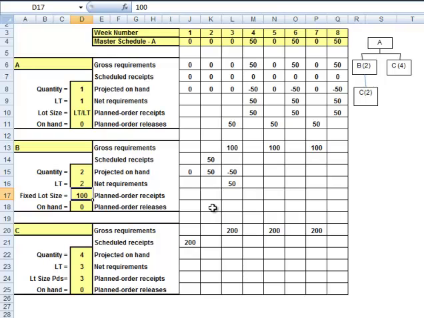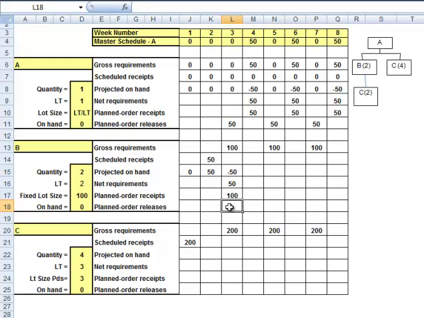What that means is anytime that I need to produce B, for some valid reason, I am always going to produce 100. So even though I only need 50, my lot size quantity will be 100. So we always honor the lot size. We always honor it. So I'm going to produce 100.